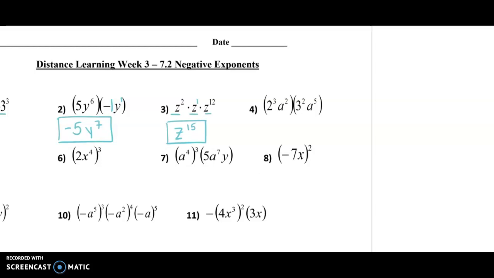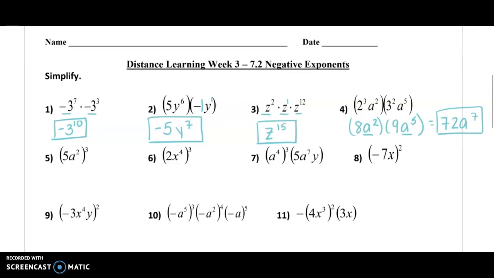Number 4, 2 to the 3rd is going to be 8. So 8a to the 2nd times 3 squared is 9. 9a to the 5th. 8 times 9 is 72. A to the 2nd times a to the 5th, same base, add the exponents, a to the 7th.